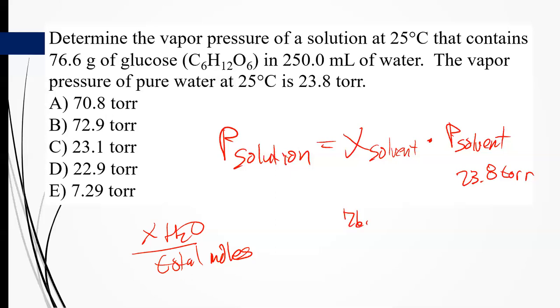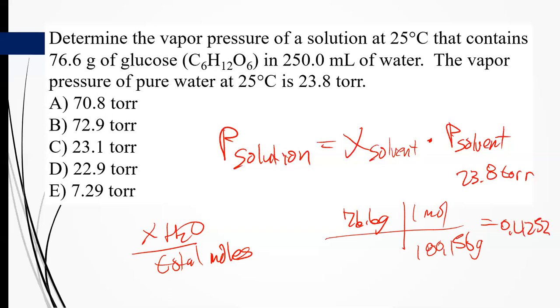So 76.6 grams of glucose, 1 mole is 180.156 grams. So we get 0.4252 moles.